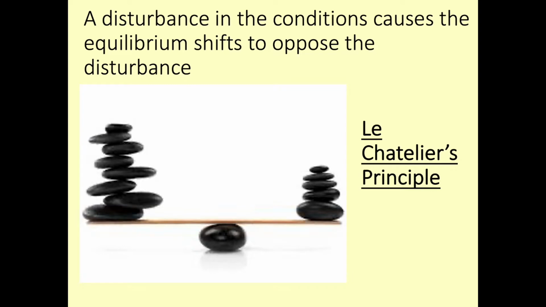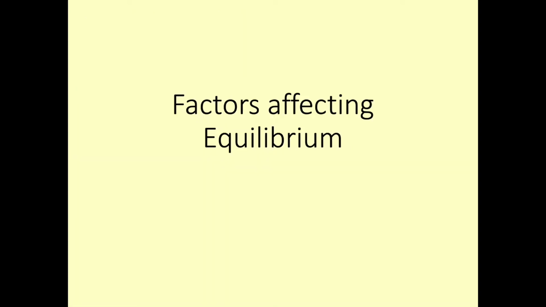So Le Chatelier's principle states that when we make a disturbance in the conditions, then this causes the equilibrium to shift to oppose the disturbance. And the analogy I used last lesson was that it behaves a bit like a 2-year-old child. When you tell the child to do something, the equilibrium shifts to do the opposite to what you've tried to do. And so we looked at a couple of factors last lesson, considering how they affect the position of equilibrium.